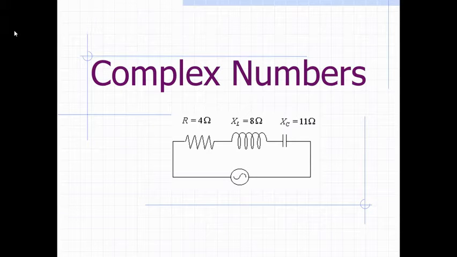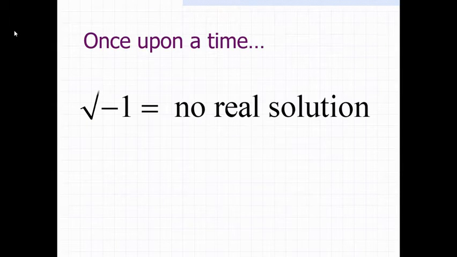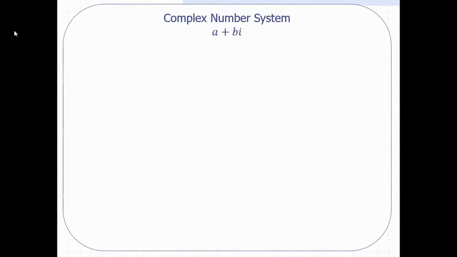Here is our next topic, complex numbers. Complex numbers are very important, especially in electrical systems. Once upon a time, the square root of -1 was said to have no real solution. Let's take a look at the complex number system. We represent it by a plus bi.